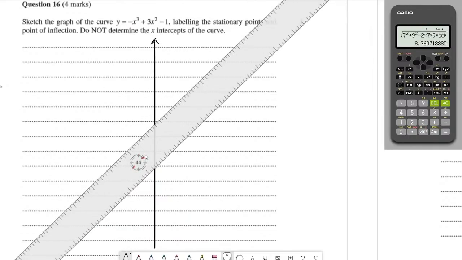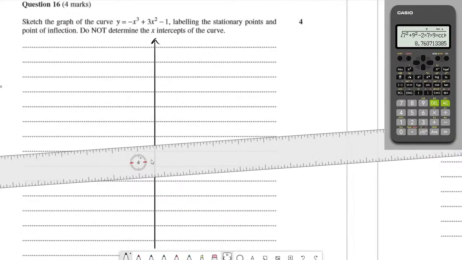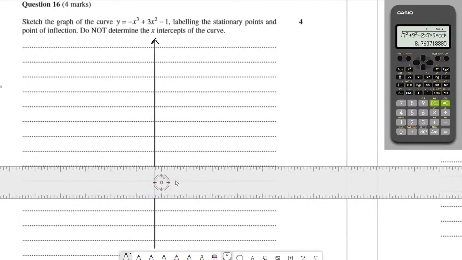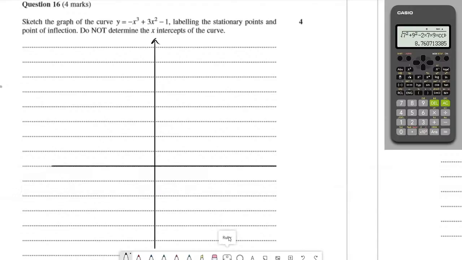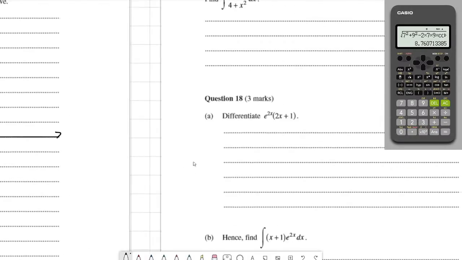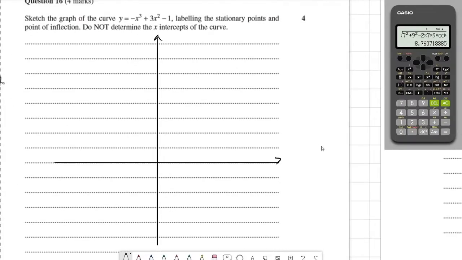Because it's only a sketch, we only have to do a quick little drawing, which is good. But we do need to label where all the stationary points are. And it does say points too, so we're going to have to work out the x and the y values. Do I have some space to draw this thing, or is it just the lines? It's just the lines. Okay.